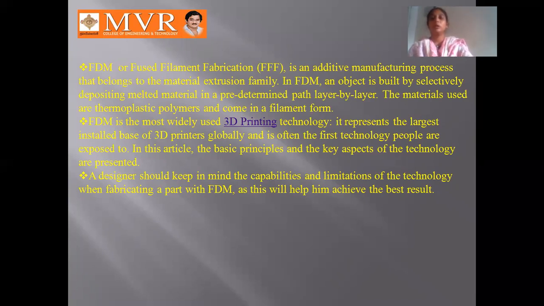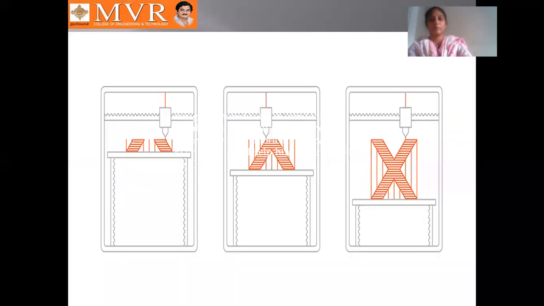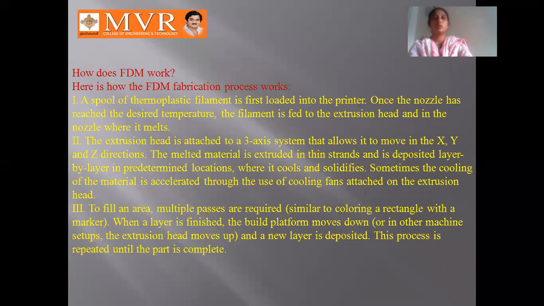Okay, a designer should also keep very keen observation of the layer by layer process we are doing, and also how the viscosity is increased in the material. Okay, and this FDM process uses a thermoplastic filament, and the printer depends upon the nozzle reaching the desired temperature, while the extrusion rate is slowly decreased throughout the process.